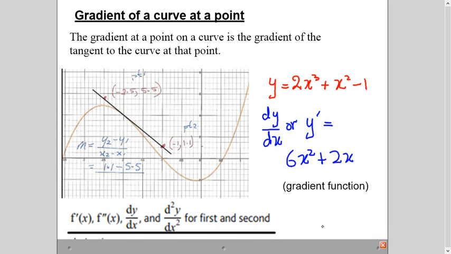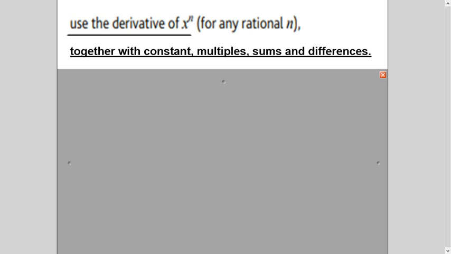These are the notations of first and second derivative which you need to know. The single prime and dy over dx is the first derivative, and the double prime and d squared y over dx squared is the second derivative. We will see this also in the video ahead.